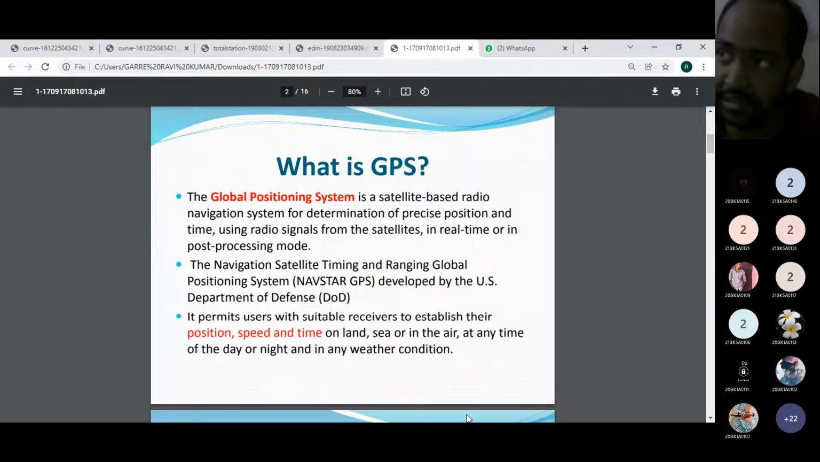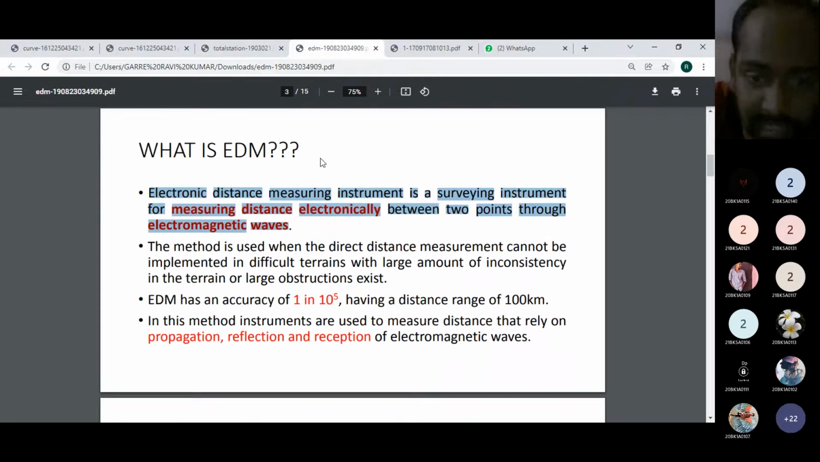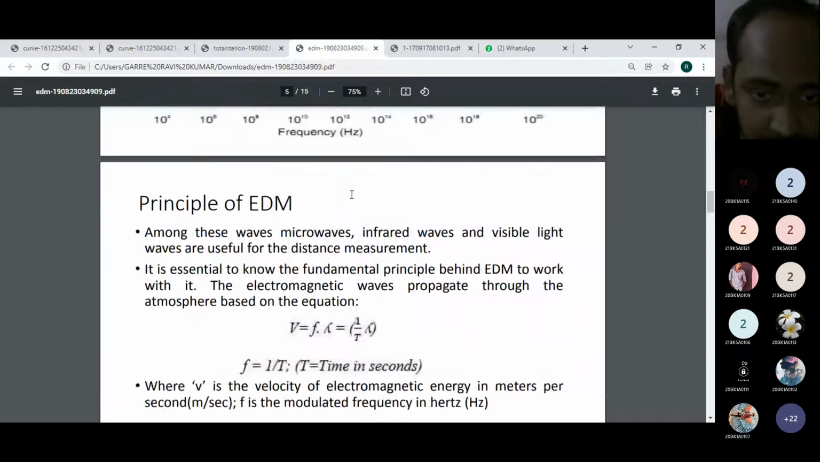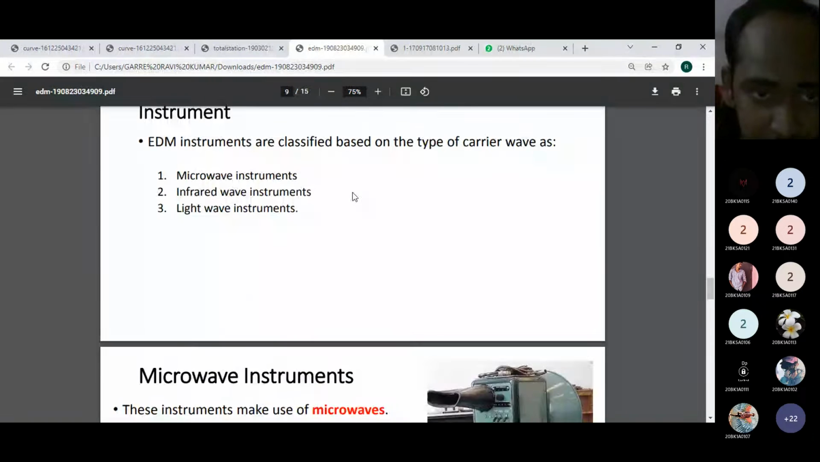Whatever you want, you can give commands to the instrument, and directly it will give you the result. It will give you the area, the distance, the elevation of the objects, and all the things. That's why this method is called electronic distance measurement. Now we will discuss GPS survey and total station survey. That's all we want to know about EDM.